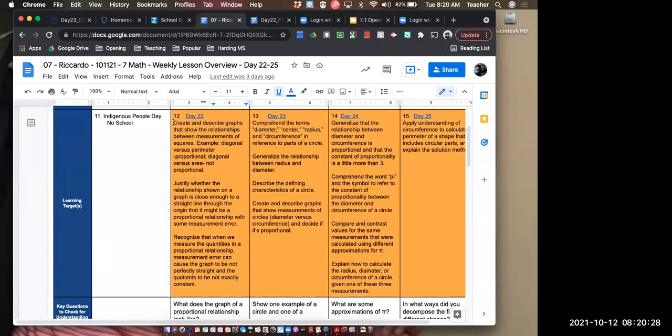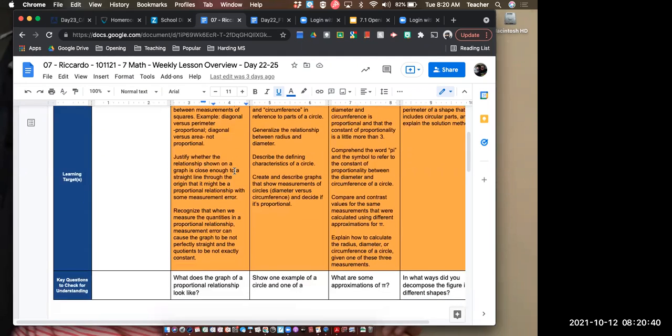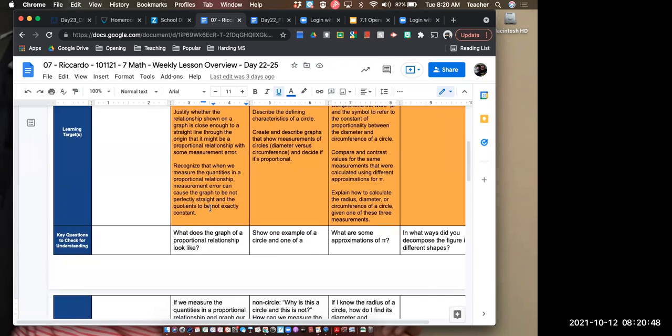All right, our learning targets: create and describe graphs that show the relationships between the measurements of squares, and justify whether the relationship shown on a graph is close enough to a straight line through the origin that it might be a proportional measurement with some measurement error. That's the human error part. Recognize that when we measure quantities in a proportional relationship, measurement error can cause the graph to not be perfectly straight and the quotients to not be exactly constant, mainly because we're not using the exact numbers. We're using a rounded off or rationalized version of those numbers.